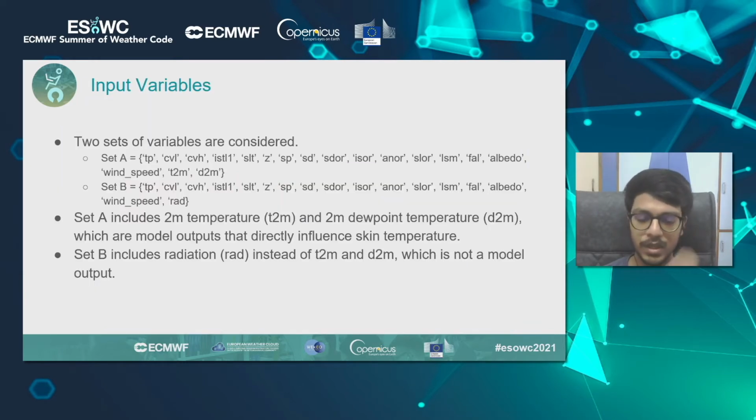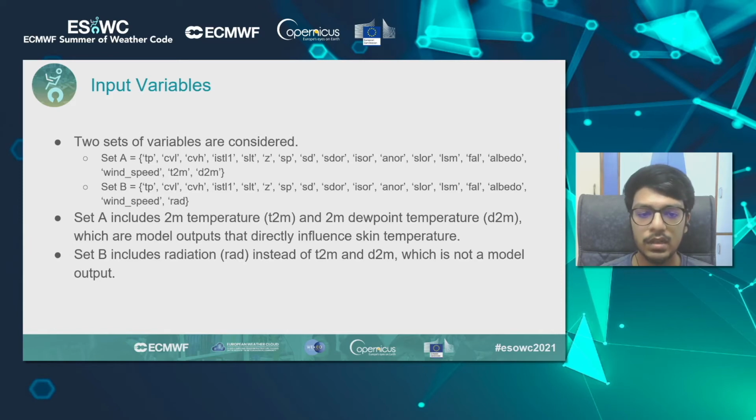As Avishri was mentioning for the past few slides, we take ERA5 reanalysis variables as input data. We consider two different sets of variables, which make up two independent sets. Both sets are given here on our screen. The first set and second set have some common variables, from TP to wind speed, and on top of that, we have some different variables.